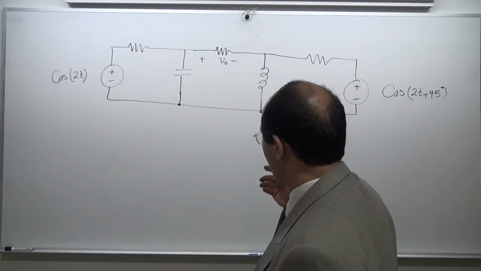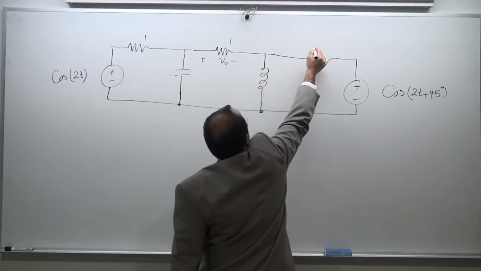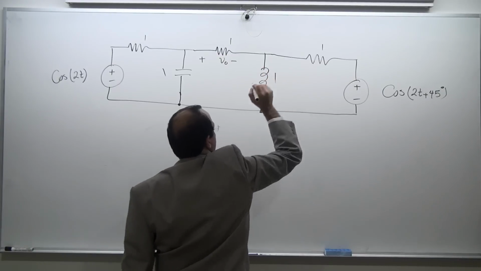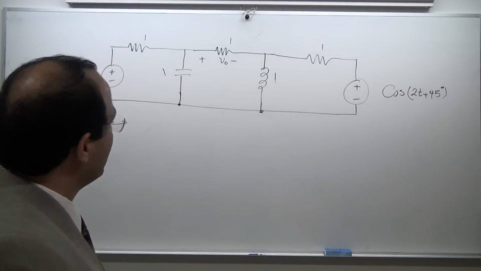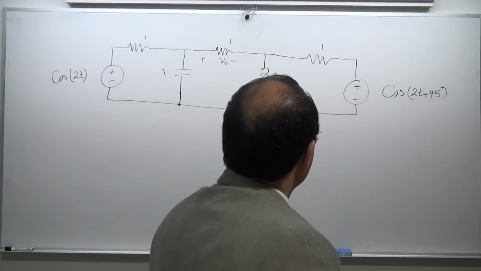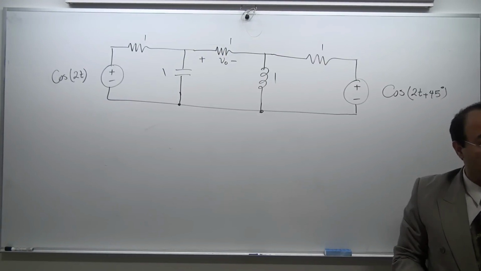I have all the resistors, and all the resistors are given to be 1 ohm. All the capacitors are given to be 1 farad, and inductors are given to be 1 Henry. And the voltage of interest is the voltage across the middleman, which is the 1 ohm. Now, I take a look at this design and I see everything is actually in time domain.